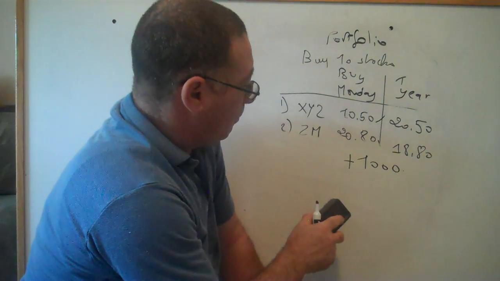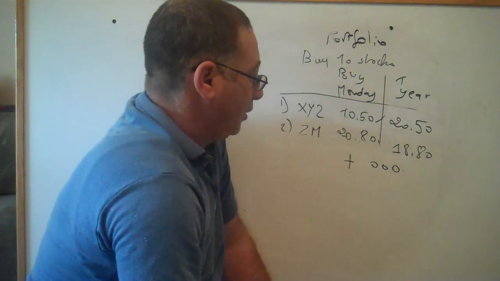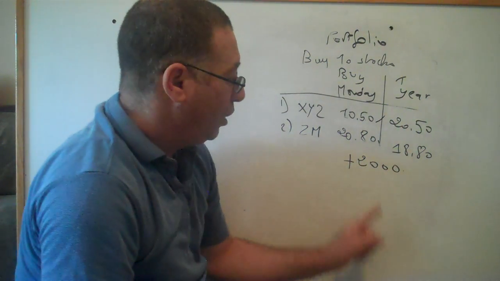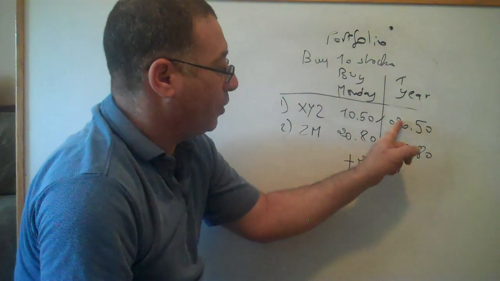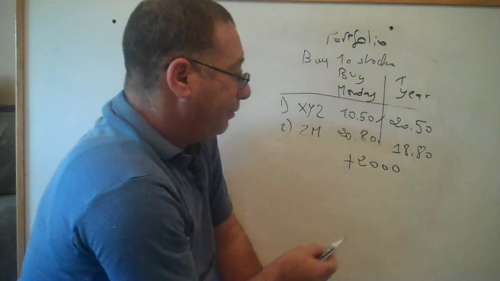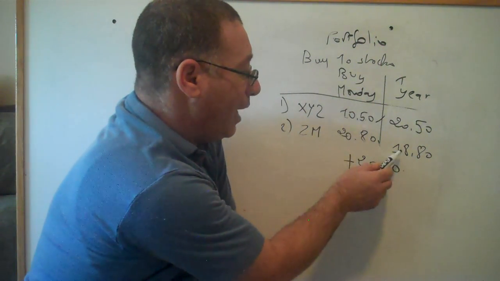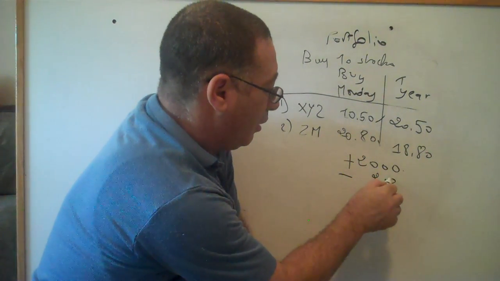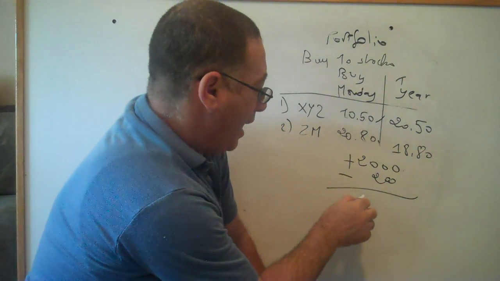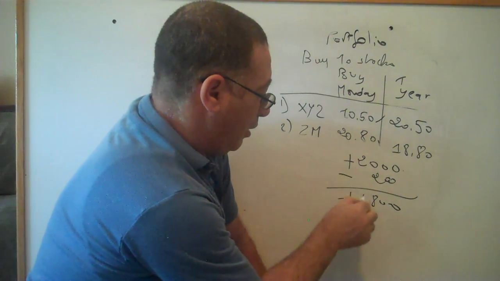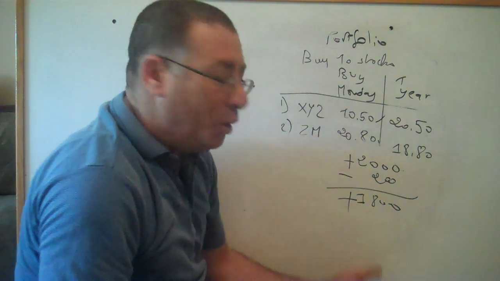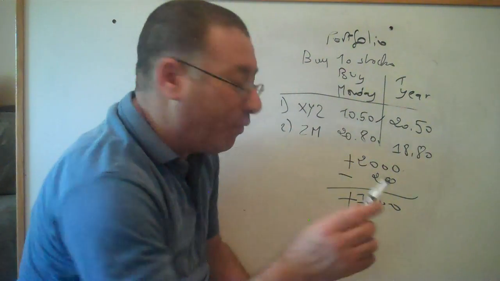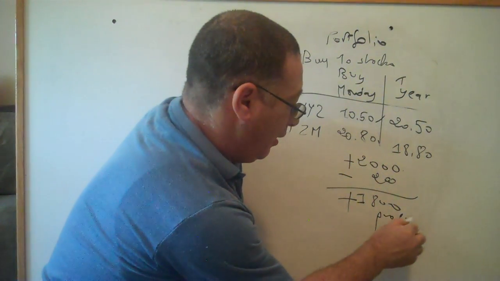$2 by 100. No, it's $2,000. Okay? You gain $2,000 in the first one. Now, second one, 20 to 18, you lose $200. Okay? So you will have in your account $1,800 as profit. Okay?